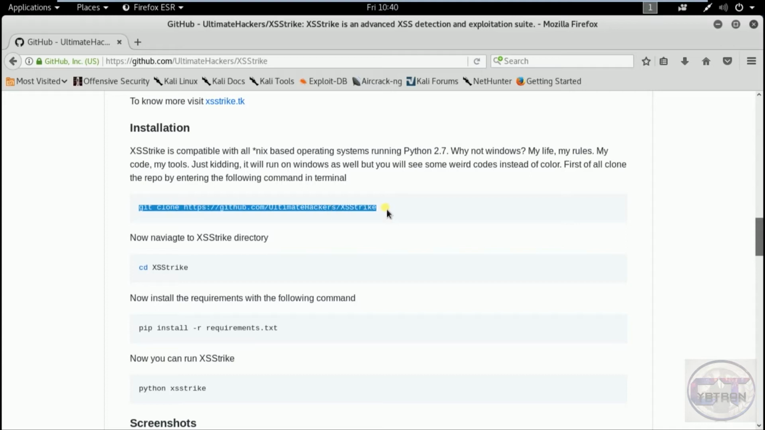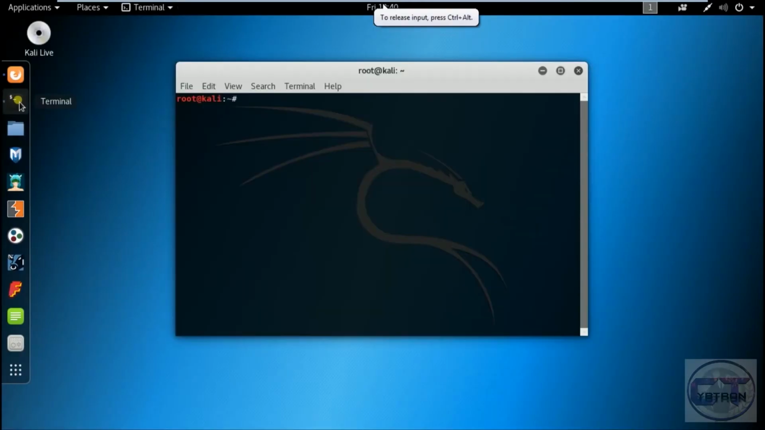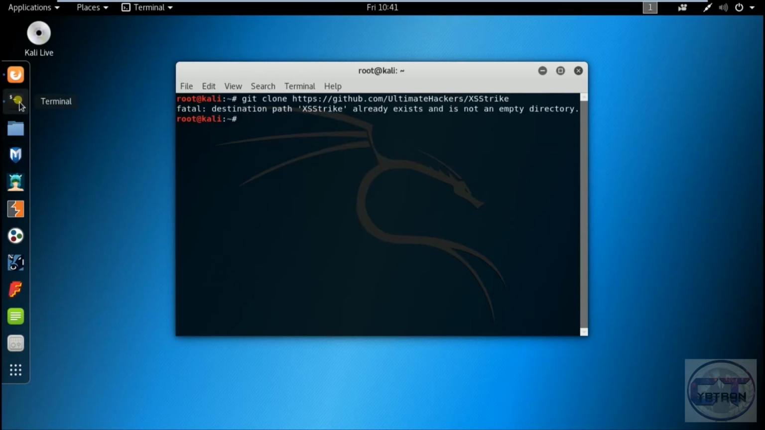Clone the repo using the git clone command. Already installed the file.